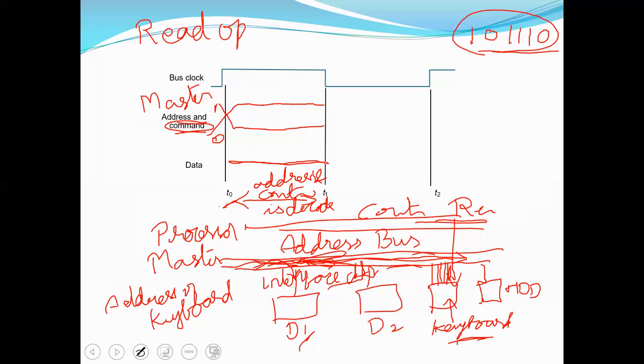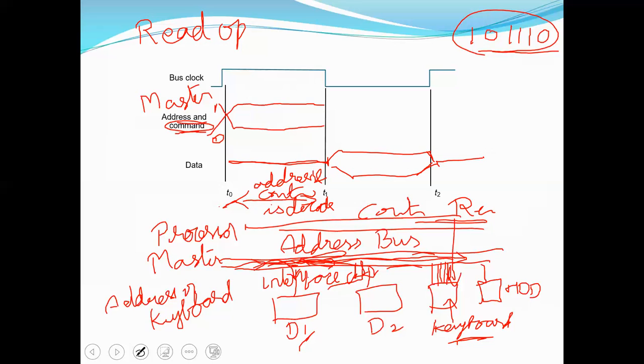By the time T1, the device comes to know that it has to read the data, and it reads the data and puts it to the data bus. Okay, once it is put to the data bus, that is the end of this operation, the synchronous operation.